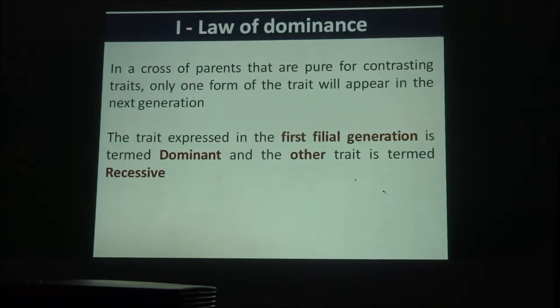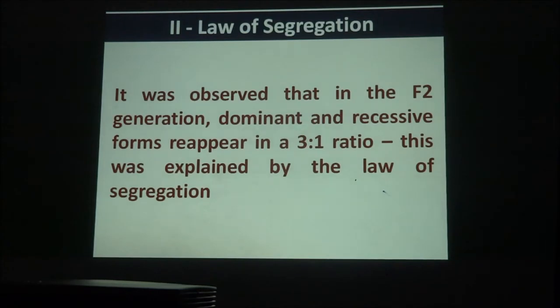The first law that Mendel gave was the law of dominance, and he says that in the cross of parents that are pure breeding for contrasting traits, only one trait will appear in the next generation. The trait that appears in the first generation, or the first filial generation, is known as dominant. The other trait is called recessive.